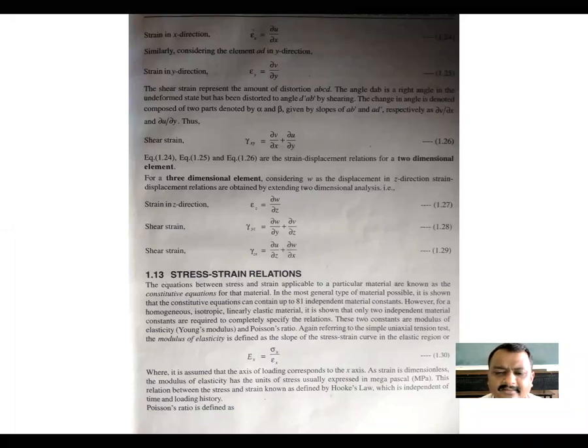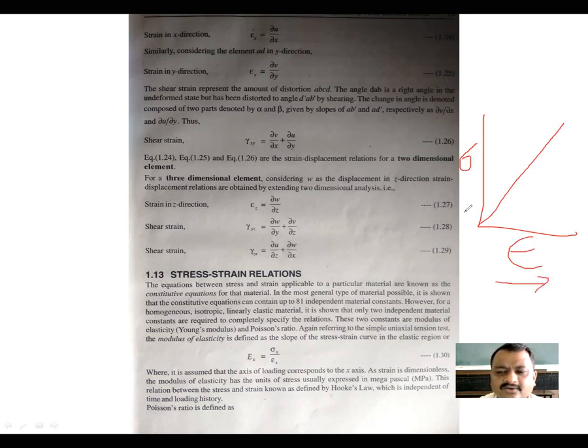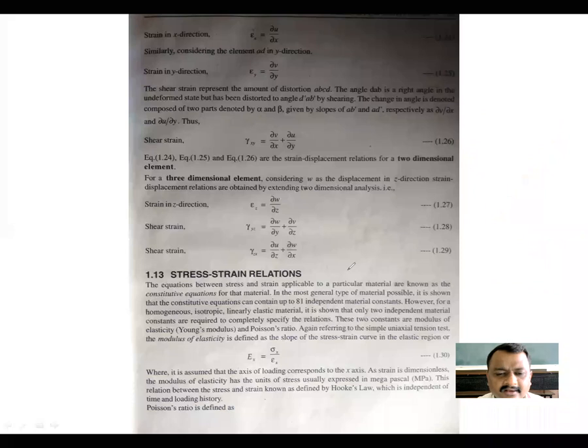Linearly elastic material means when I plot the stress versus strain graph, right? Linearly elastic material will behave according to a straight line. That is, as I increase the stress, the strain also increases gradually. So as the loading increases, strain also increases. So for a linearly elastic material, the stress strain curve will be a straight line in the beginning, right? Now we are discussing these things: linearly elastic, isotropic, and homogeneous material, right?